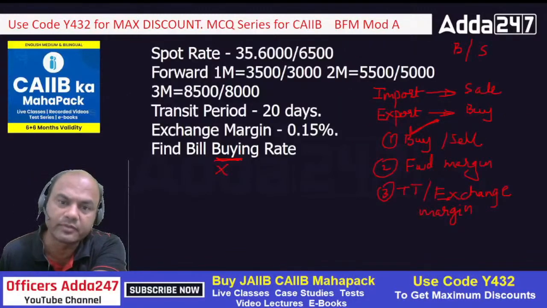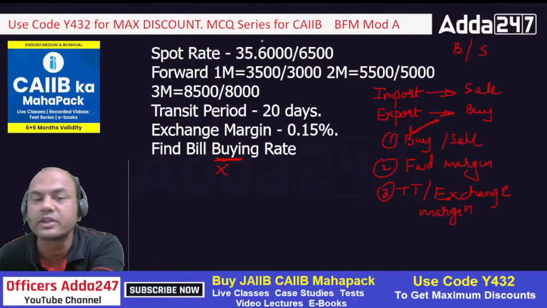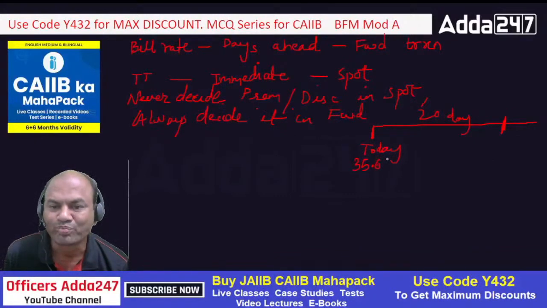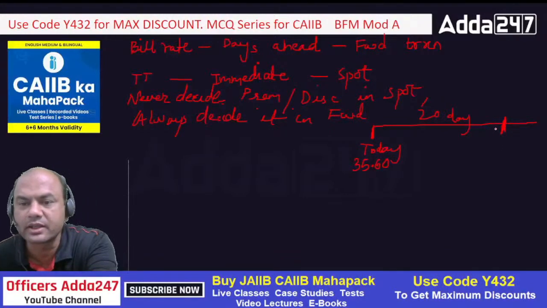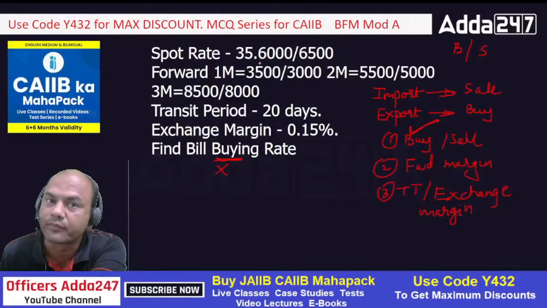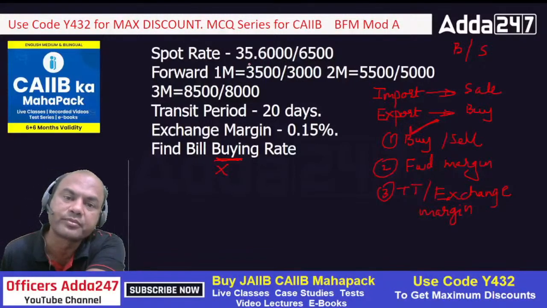I want buying. So the spot is 35.60. Now, what should I take for 1 month? 1 month is 35.30. I'll take 35 only, I won't take 30, because I want buying. So 35. But what do I do with this 35?